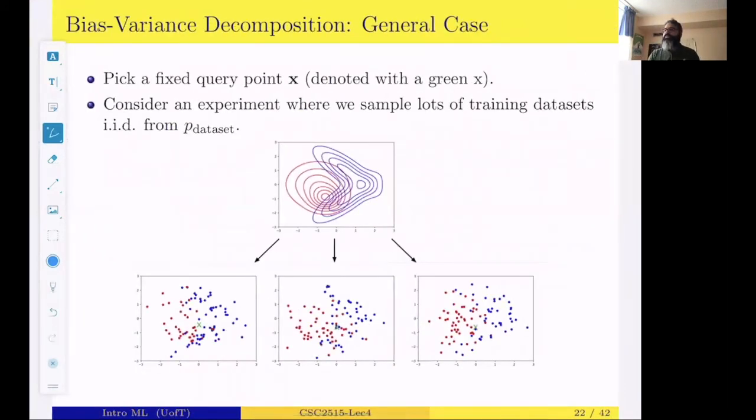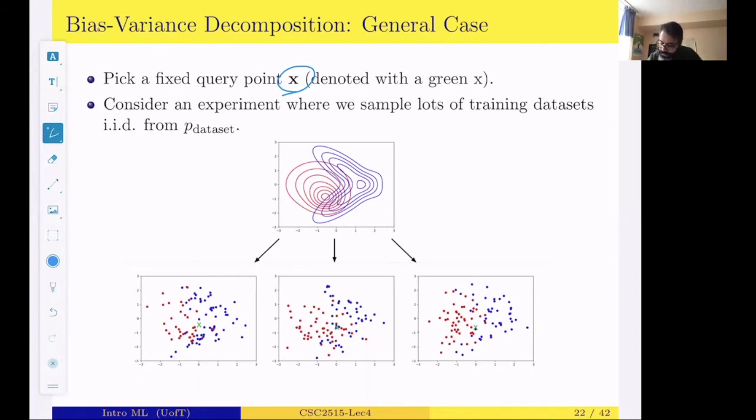Okay, so let's get to some intuitions. Suppose we fix a query point X, and then we consider an experiment where we have a distribution, and we sample n data points from it. We don't know what that distribution is. Then we run our algorithm, whatever algorithm it is, on that data set. And after we run that algorithm on the data set, we predict the target T for that query point X.